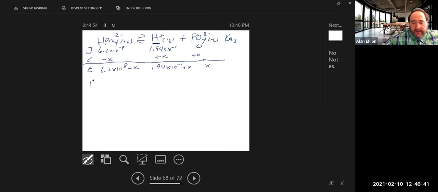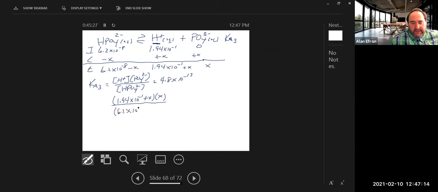So important here that we go into our Ka3 expression, which in this case is H plus times PO4 3 minus divided by HPO4 2 minus. Again, making sure that's equal to our third Ka value, 4.8 times 10 to the minus 13. Putting it in there gets us 1.94 times 10 to the minus 1 plus X times X divided by 6.2 times 10 to the minus 8 minus X, equal to 4.8 times 10 to the minus 13.